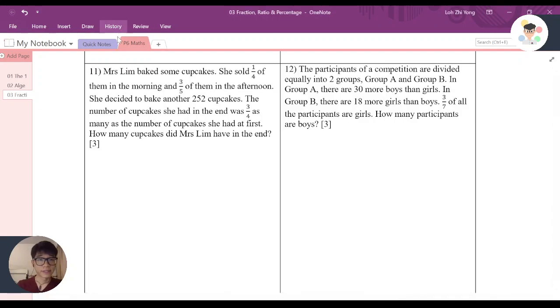Now, here says that Mrs. Lim baked some cupcakes, and she sold 1/4 of them in the morning and 3/5 of them in the afternoon. Then she decided to bake another 252 cupcakes, and the number of cupcakes she had in the end was 3/4 as many as the number of cupcakes she had at first. How many cupcakes did Mrs. Lim have in the end?